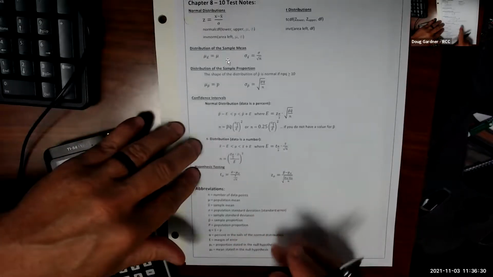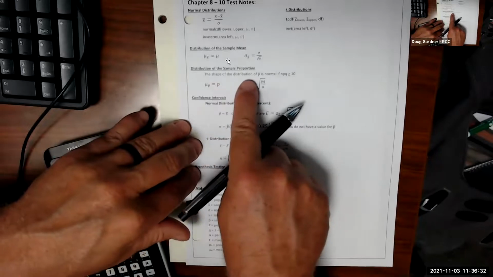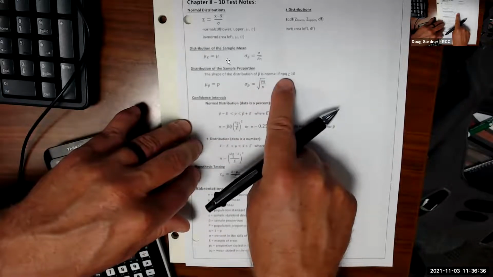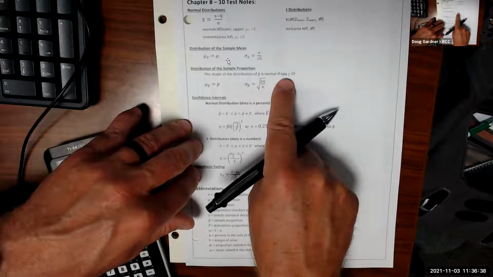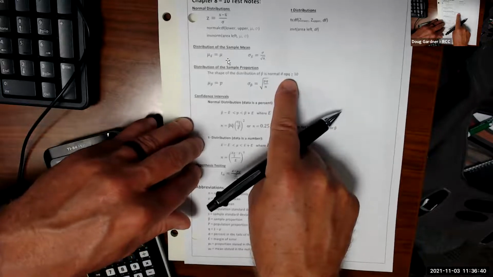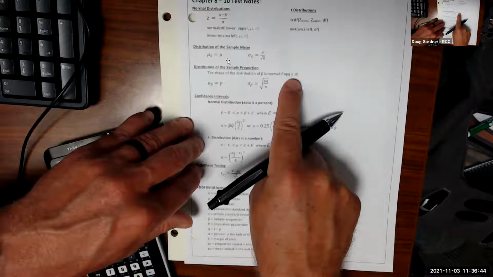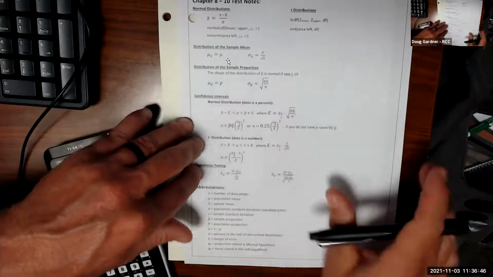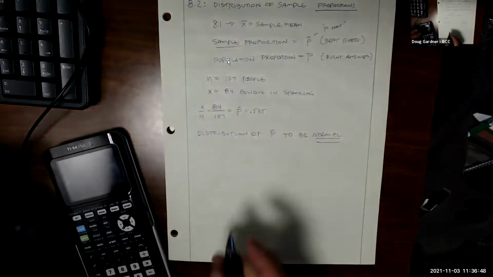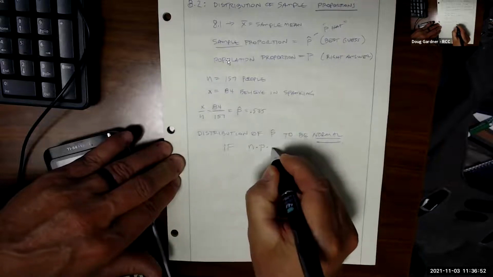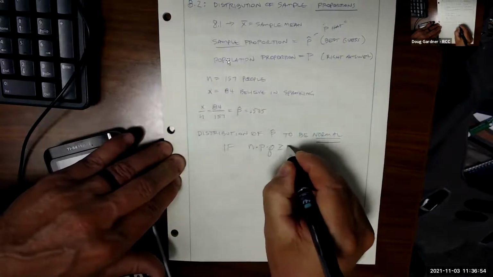Can't zoom in. The shape of the distribution of p hat is normal if, look at that statement right there. It's hard to see on mine because I can't zoom in, but if NPQ is greater than or equal to 10. I'll write that so you can see it. If N times P times Q is greater than or equal to 10.